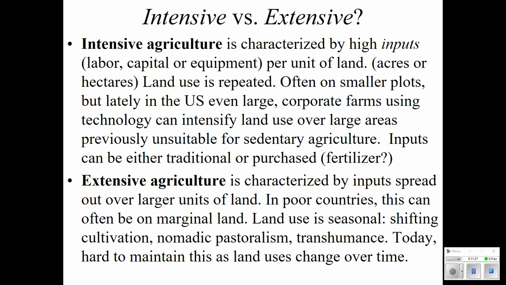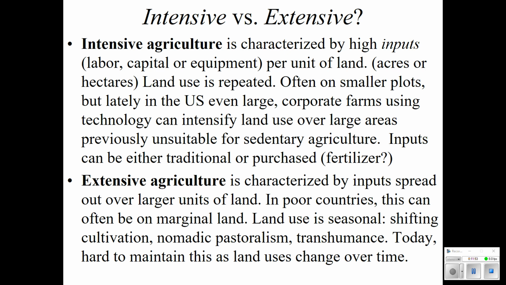Extensive agriculture. The inputs are now being spread over huge tracts of land. Again, hundreds of acres, maybe even square miles. So again, the land use here will be typically monoculture. It's going to be seasonal. They're not growing crops year round. They use tons of purchased inputs on this kind of farming. And this is very, very typical when you see this in the farming of the United States.